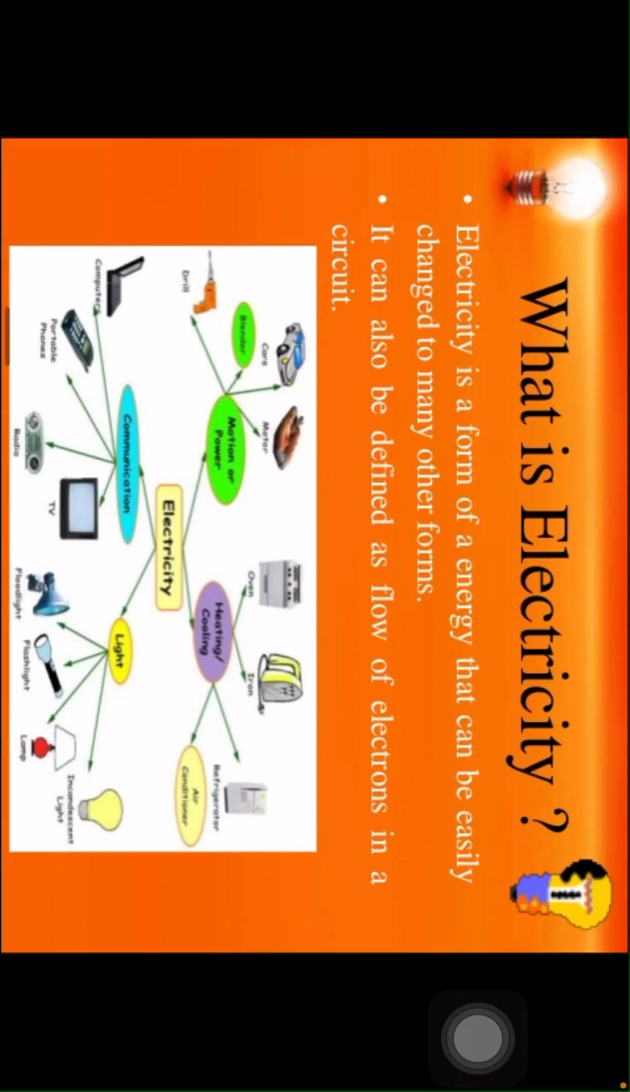Then what is electricity? Children, electricity is a form of energy that can be easily changed to many other forms. It can also be defined as flow of electrons in a circuit. So, electricity means the flow of electrons in a circuit.